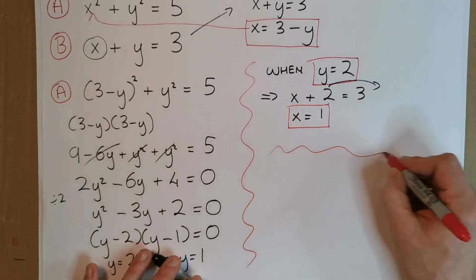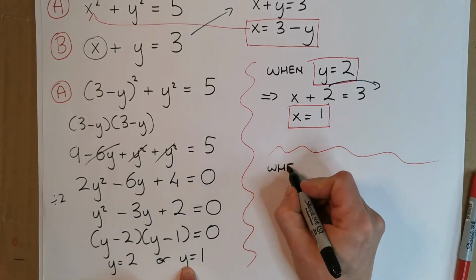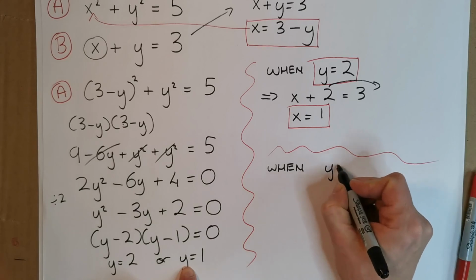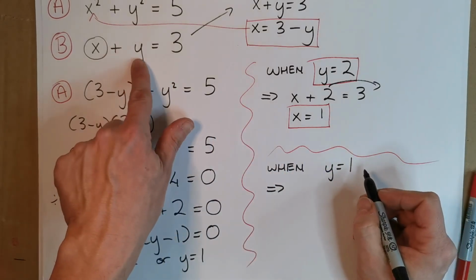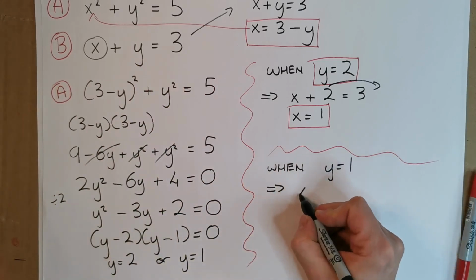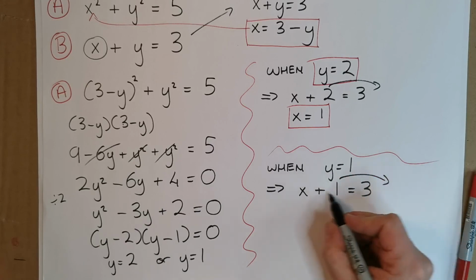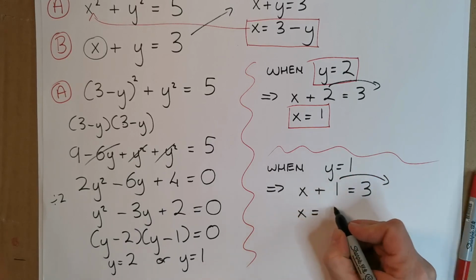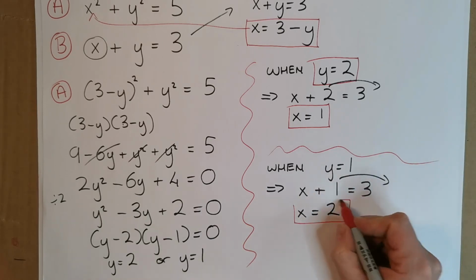We have another pair of solutions because it turns out that when y is equal to 1, that would imply, and again we're going to replace this y in equation b by the 1, we're going to say x plus 1 is equal to 3. And of course, when the 1 comes over, it becomes minus 1. So x is equal to 3 minus 1, which is 2. So there's our two pairs of solutions.